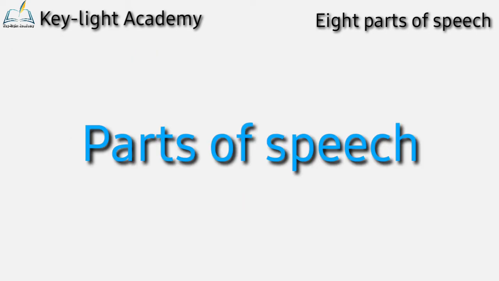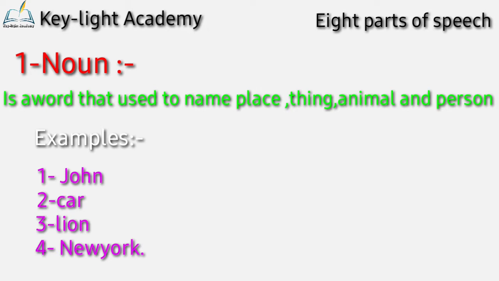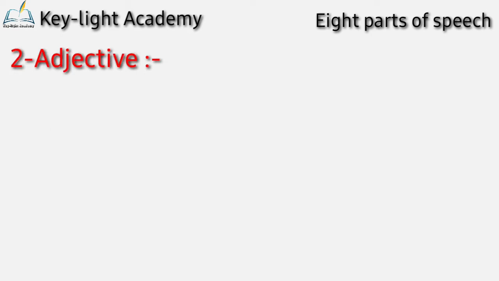The eight parts of speech is the second subtitle of our lesson. We will define them one by one with their examples. A noun is a word that's used to name a place, thing, animal, or person. For example, John for person, car for thing, lion for animal, New York for place.